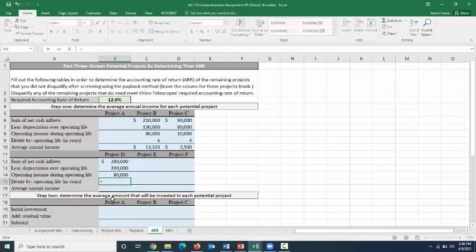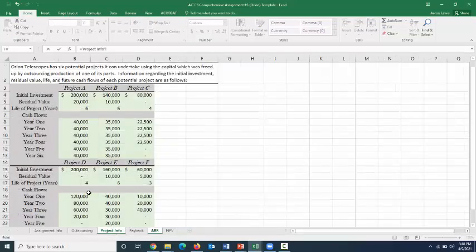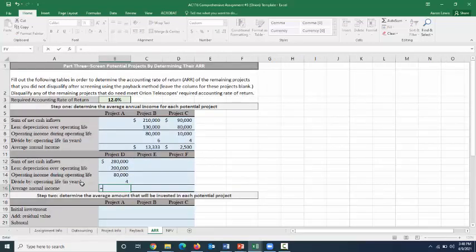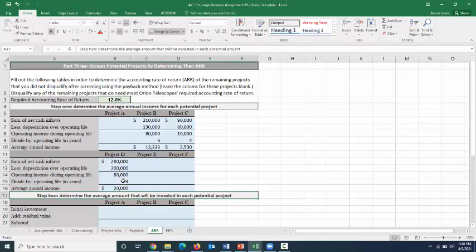Well, how many years will Project D last for? We go back to this and we see that its life is 4 years. So if this project is going to provide us an $80,000 increase to operating income over its 4-year life, if we take $80,000 and divide by 4, we determine that its average increase to our annual operating income over its life is going to be $20,000.